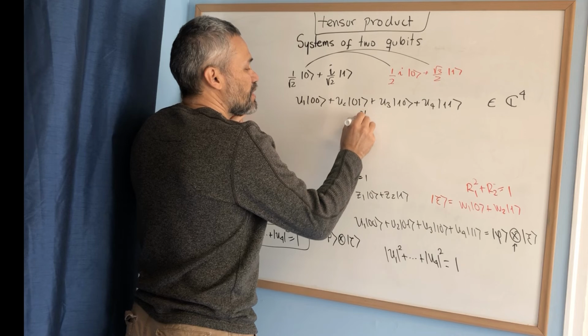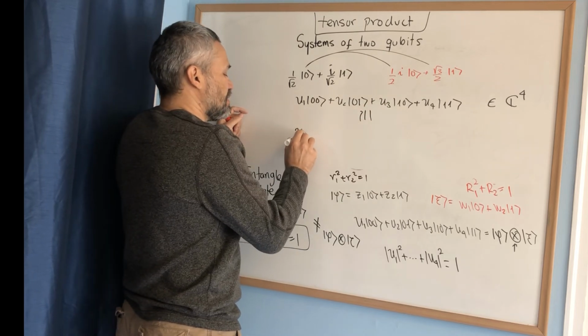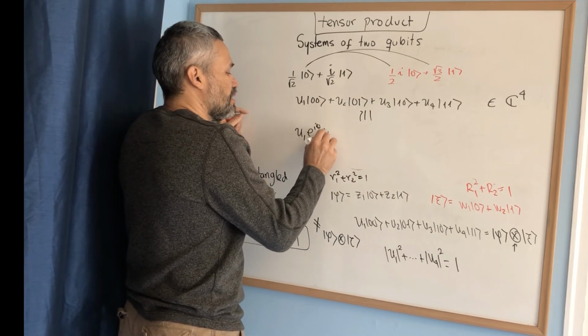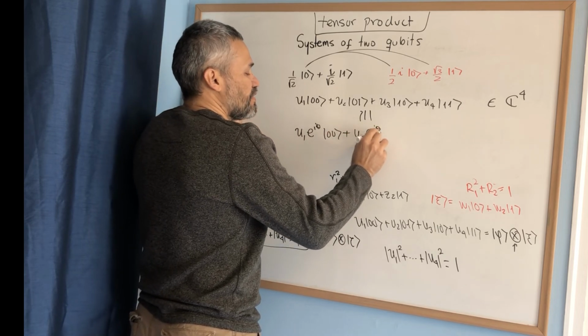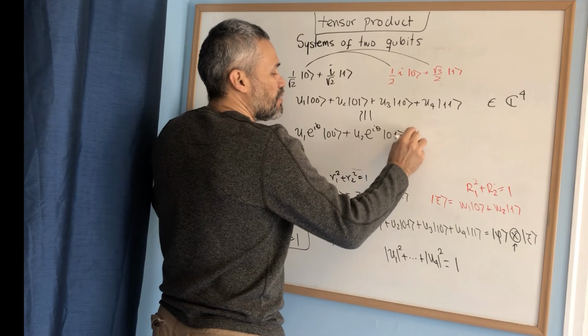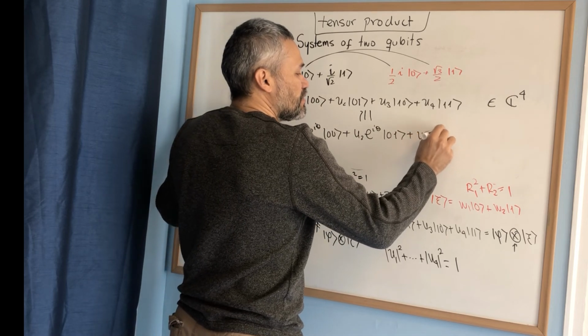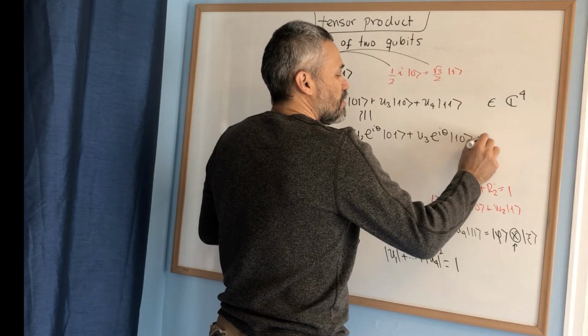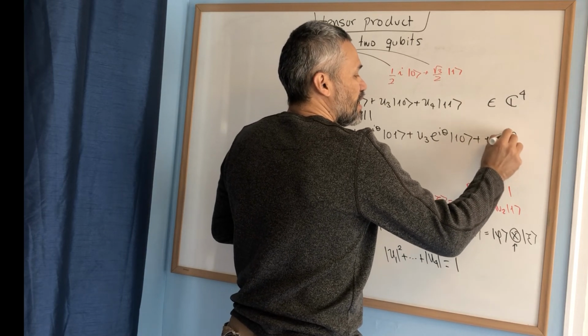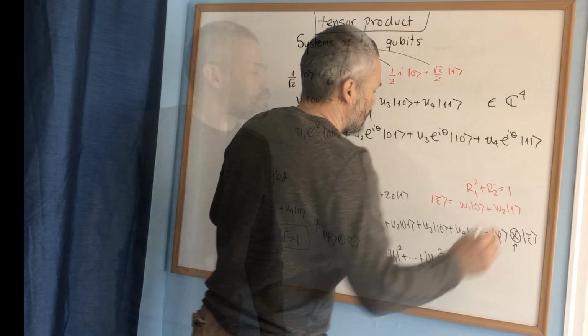And also we have the same issue that we have for 1 qubit, that this state is considered to be the same as this state, e to the i theta 0 0 plus U2 e to the i theta 0 1 plus U3 e to the i theta 1 0 plus U4 e to the i theta 1 1.